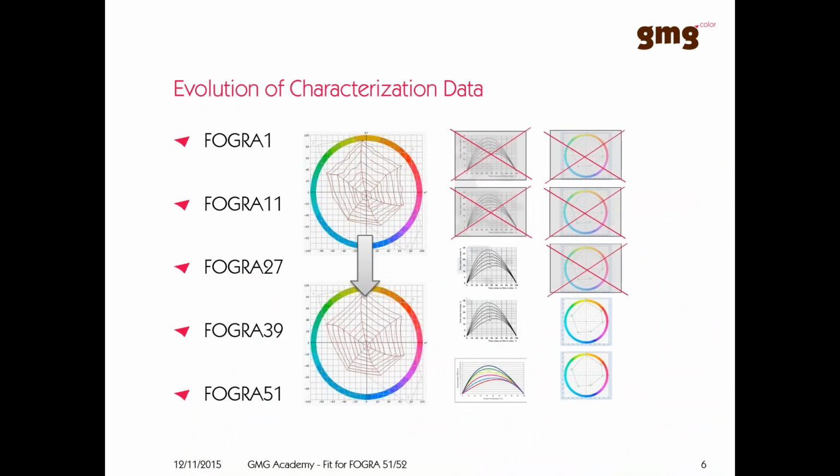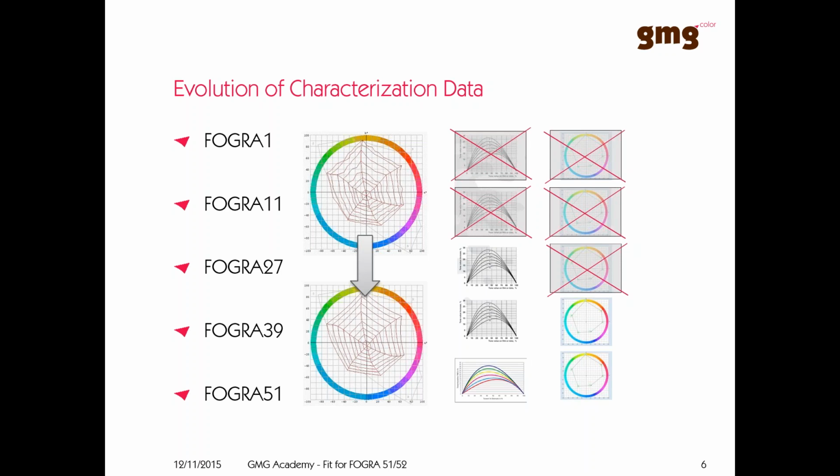So you see here the characterization data sets FOGRA 1, 11, 27, 39, and FOGRA 51. All these characterization data sets are actually based on the same printing condition, or they describe the same printing condition. This is offset printing, coated paper, standardized inks. As you see here on the slide, FOGRA 1 was based on one print sheet.